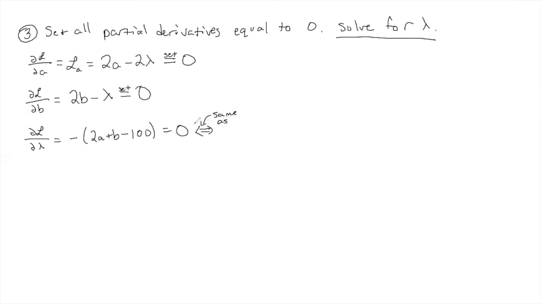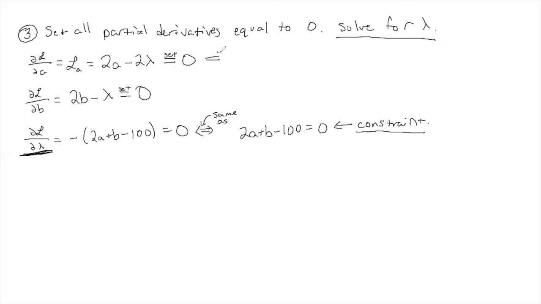This is the same thing as, of course, 2a plus b minus 100 equals 0. And this is, of course, the constraint. So you should always have this dL d lambda being equal to the constraint. This will always happen. Okay.